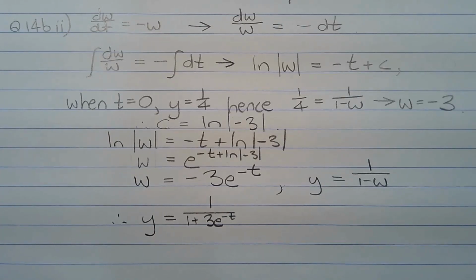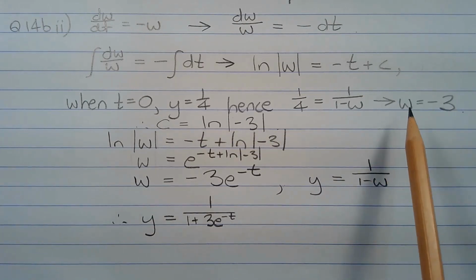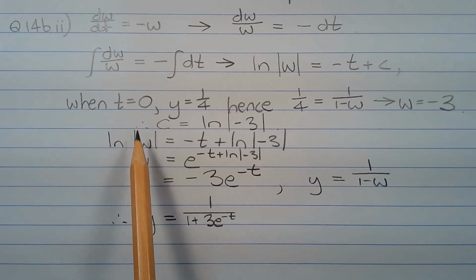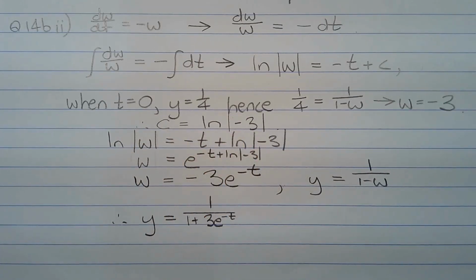Applying the initial conditions to find the constant of integration c, when t = 0, y = 1/4. Hence, 1/4 is equal to 1/(1 - w), which gives a value of w of -3. Therefore, the constant of integration c is equal to ln|-3|. So the equation becomes ln|w| = -t + ln|-3|.